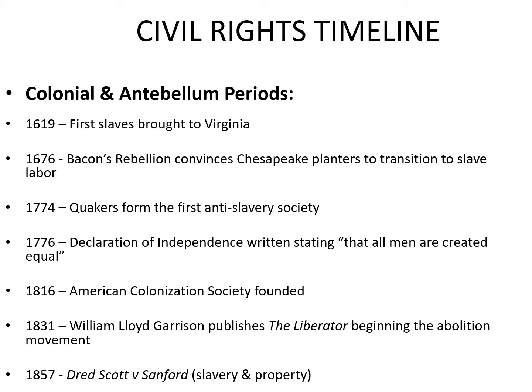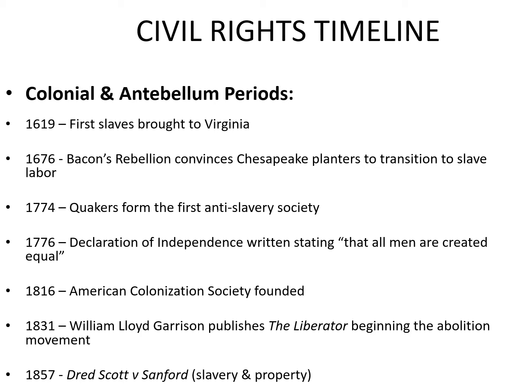1774, you have the Quakers. These are the colonial first kind of anti-slavery group located predominantly in Pennsylvania, William Penn, etc. 1776, very famous, important year in American history. The Declaration of Independence has the phrase, all men are created equal. That will be an important phrase going forward, but it will not be in practice during this period.